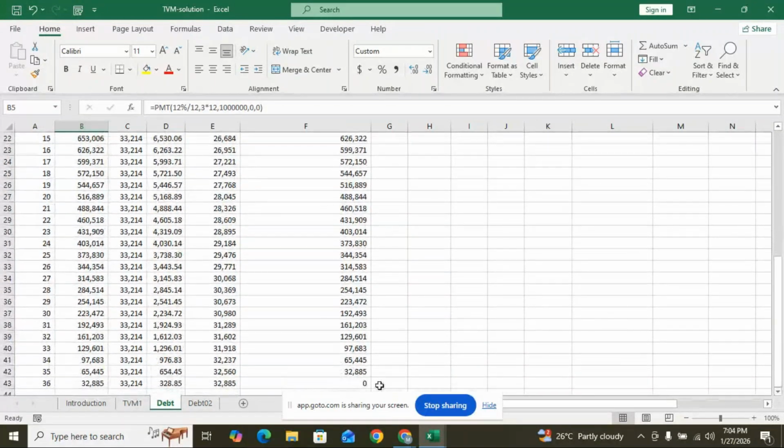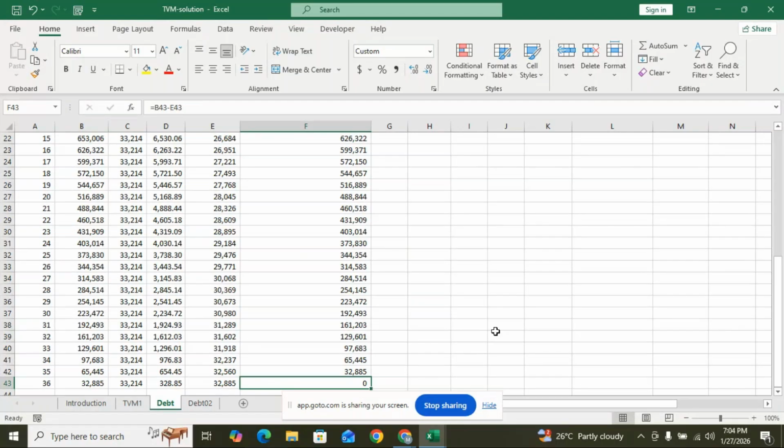Yes, see if you can observe, the 36th month will be 0. Which means by the end of the 36th month, you have cleared the loan. So you don't have any balance left to be paid to the bank. So you've done with the first case.